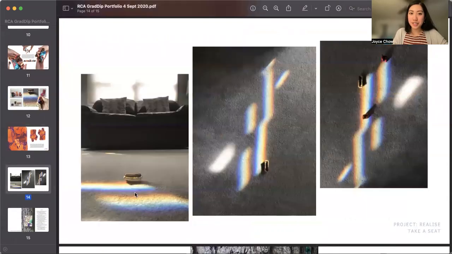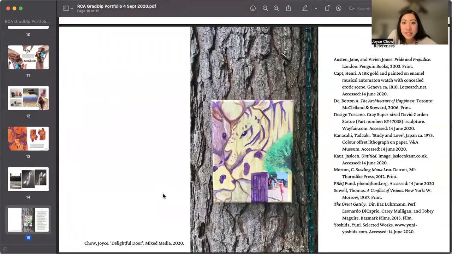And finally, some more pictures, kind of seeing the scale of how small the couches and chairs that I made are in comparison to a normal sized couch. And this is one of my favorite pieces that I made during the graduate diploma, and I hung it up on a tree. And it is a painting that is painted around a photograph of me as a kid, where I'm about to catch a water balloon. And you can just see some of the references that I used throughout my research and projects.